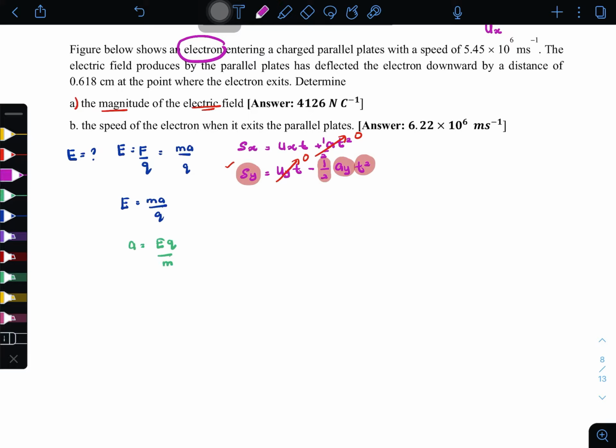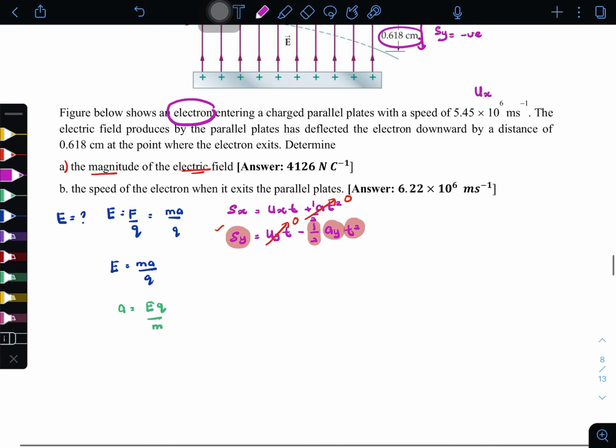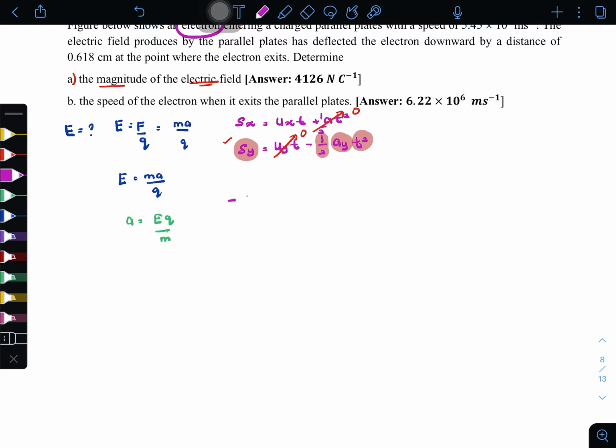Okay, so SY, nilai SY kita ada which is negative 6.18 exponent negative 3, Uy kosong, minus 1/2 Ay t squared, is equals to EQ over M, dan T saya tak tahu, but I can find T by using formula SX. Okay, SX equals to UXT. Sebab dalam ni saya tak cari E, sebab tak ada E kan. So nilai SX ialah, saya nak cari T is equals to SX over UX.